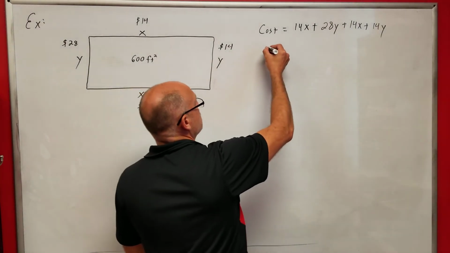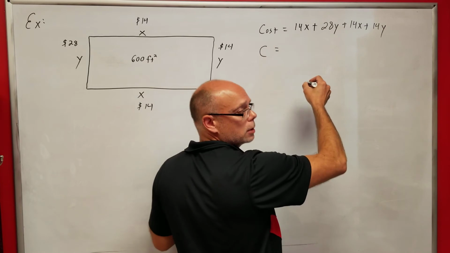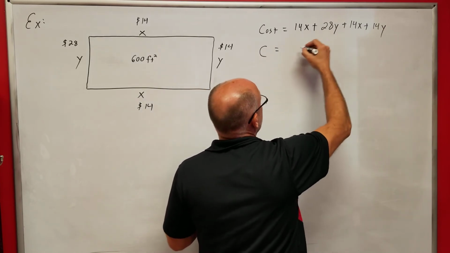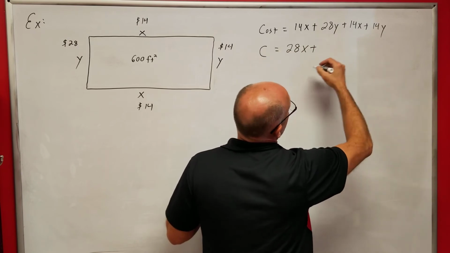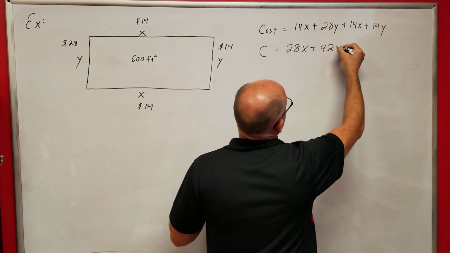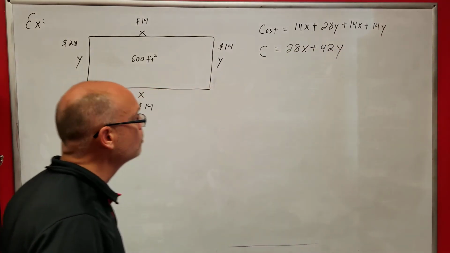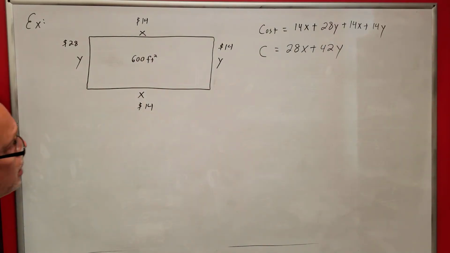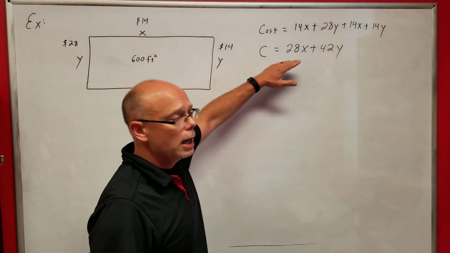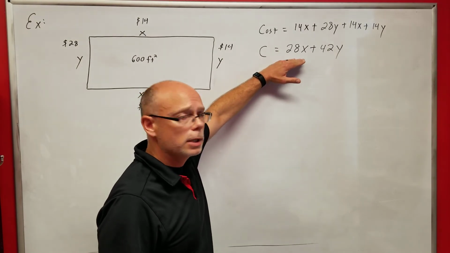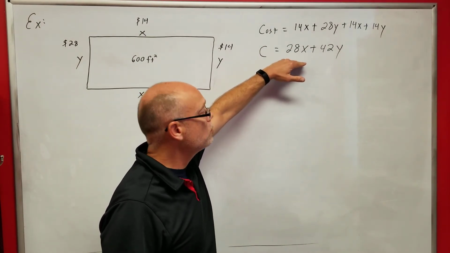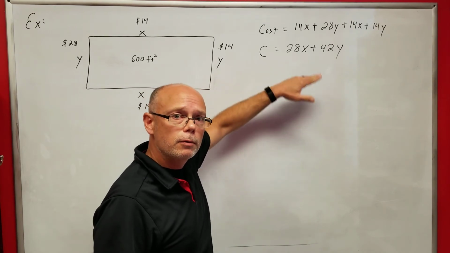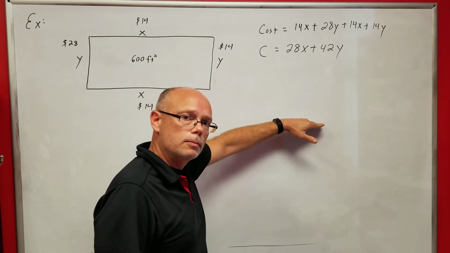So cost, I'm just going to call capital C, is equal to, let me combine terms here, 28x plus 42y. So I want to look at finding a minimum in this case. I don't want to maximize because I want to minimize. All right, so what do I do? I find a derivative, find my critical points.